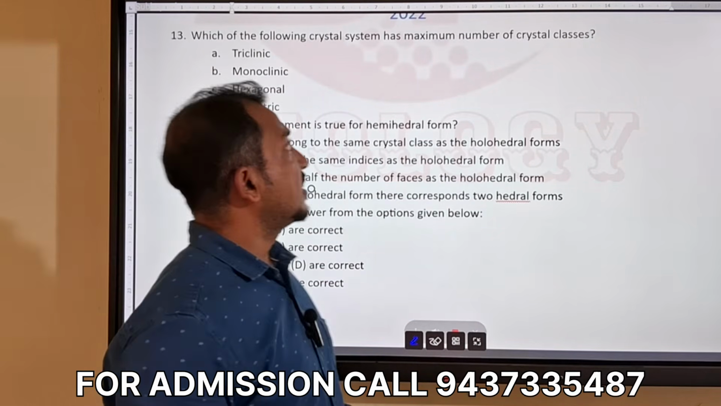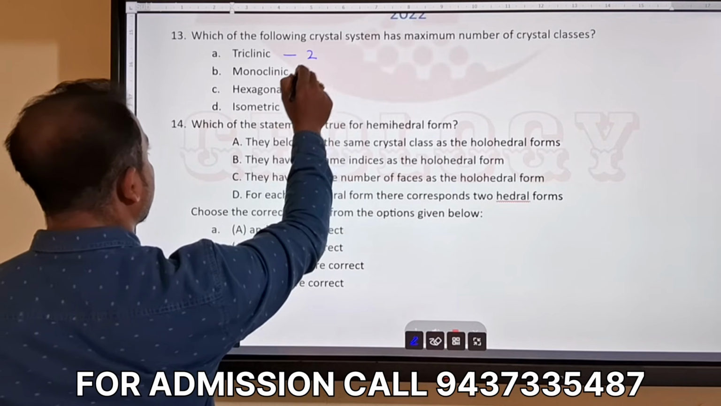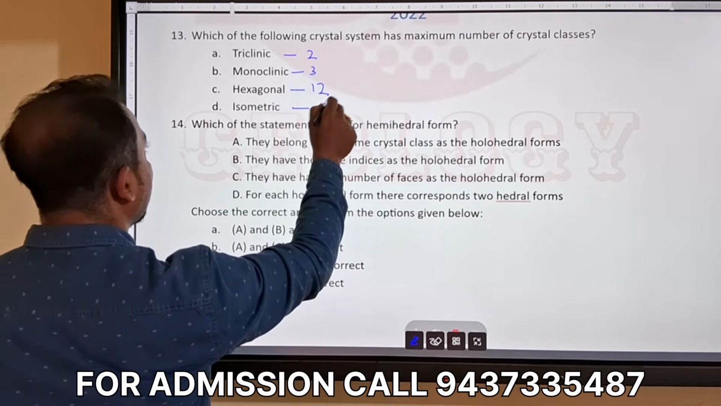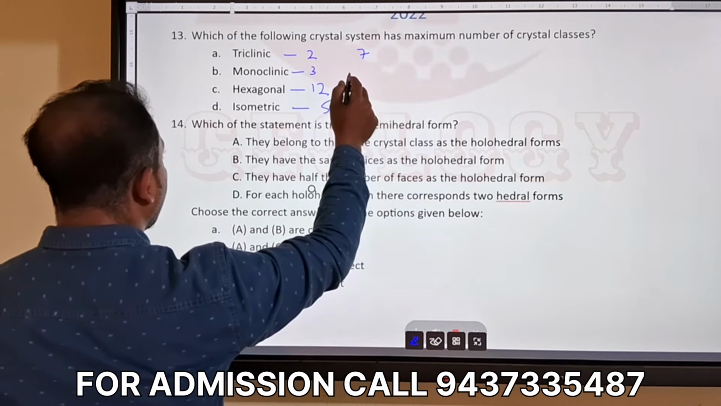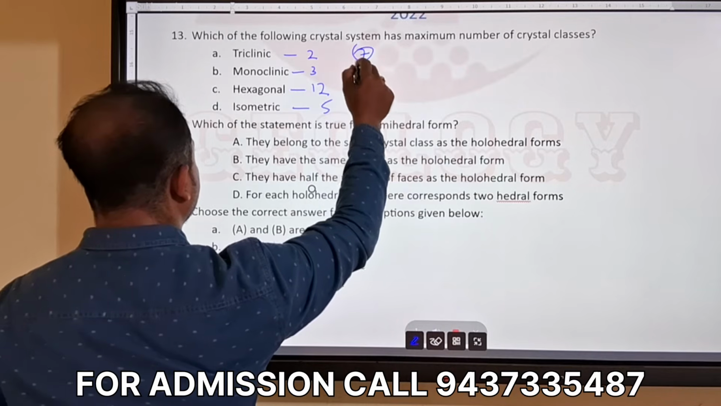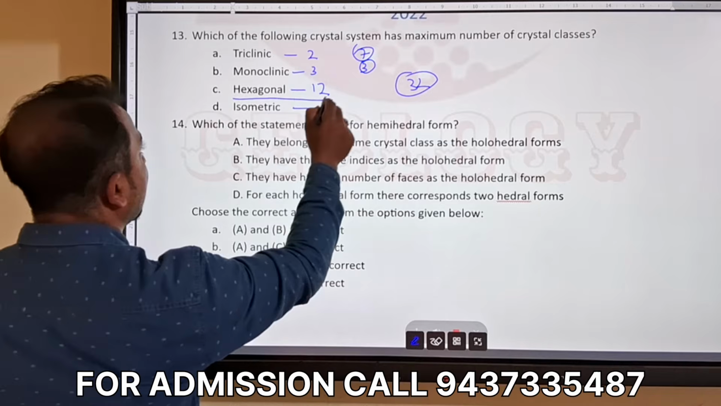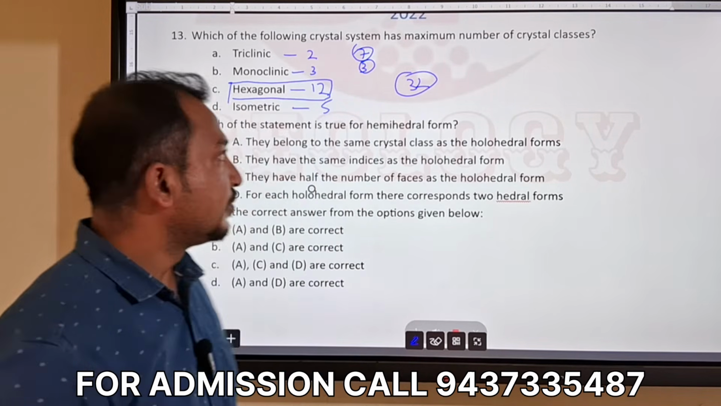Which of the following crystal systems has maximum crystal classes? So triclinic, we have 2 crystal classes, monoclinic has 3, hexagonal has 12, isometric has 5, tetragonal has 7, and orthorhombic has 3. So in total we have 32 crystal classes, among which hexagonal contains the highest number of classes, that is 12 classes.